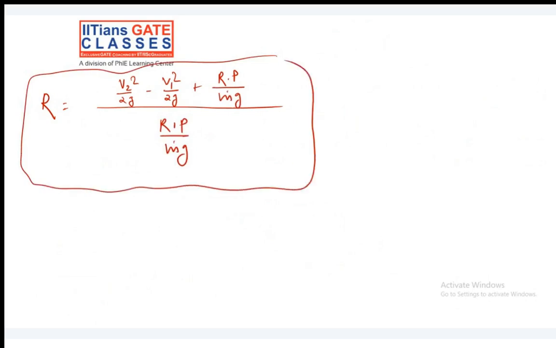Very important. Okay. So when we solve it further, can I write down this one as runner power is equal to 1 plus, if you try to cancel out this g part, 1 plus V2 square minus V1 square divided by 2g into runner power upon m.